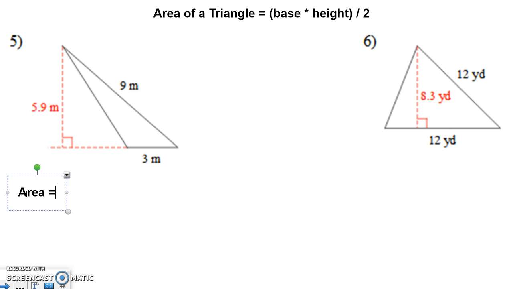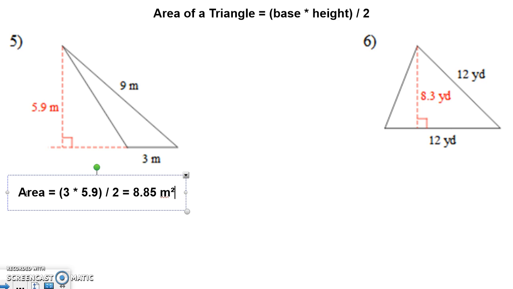So the base in this triangle is 3, the height is 5.9. So in your calculator right now, do 3 times 5.9. You're going to get a number. Once you have that number, then hit divide by 2. And when you do that, you should get 8.85, and then our units are meters squared.